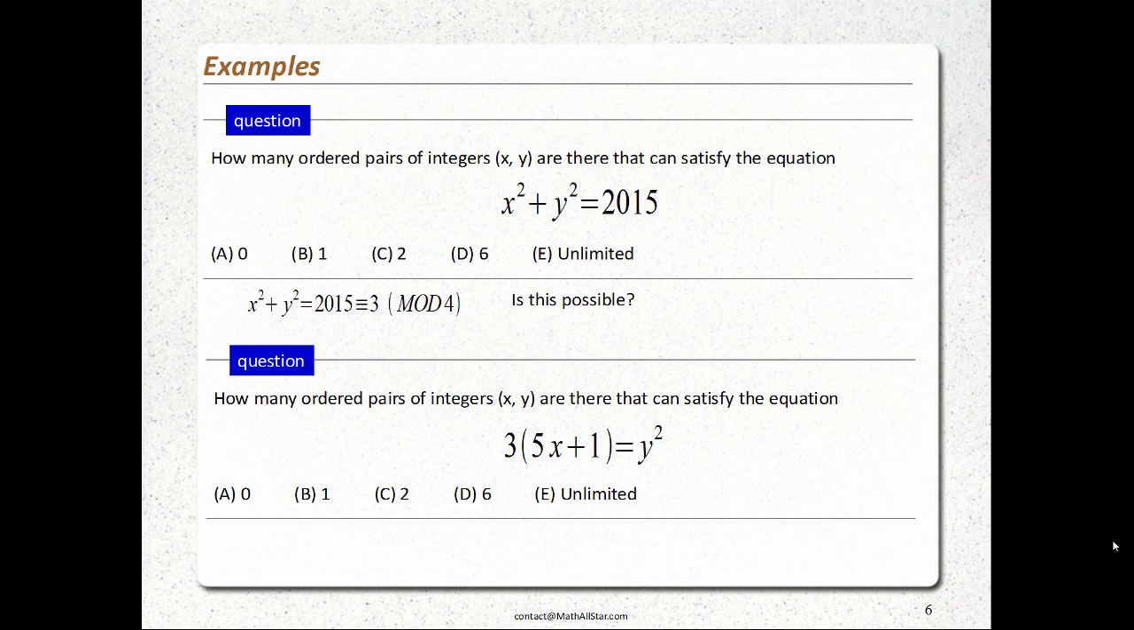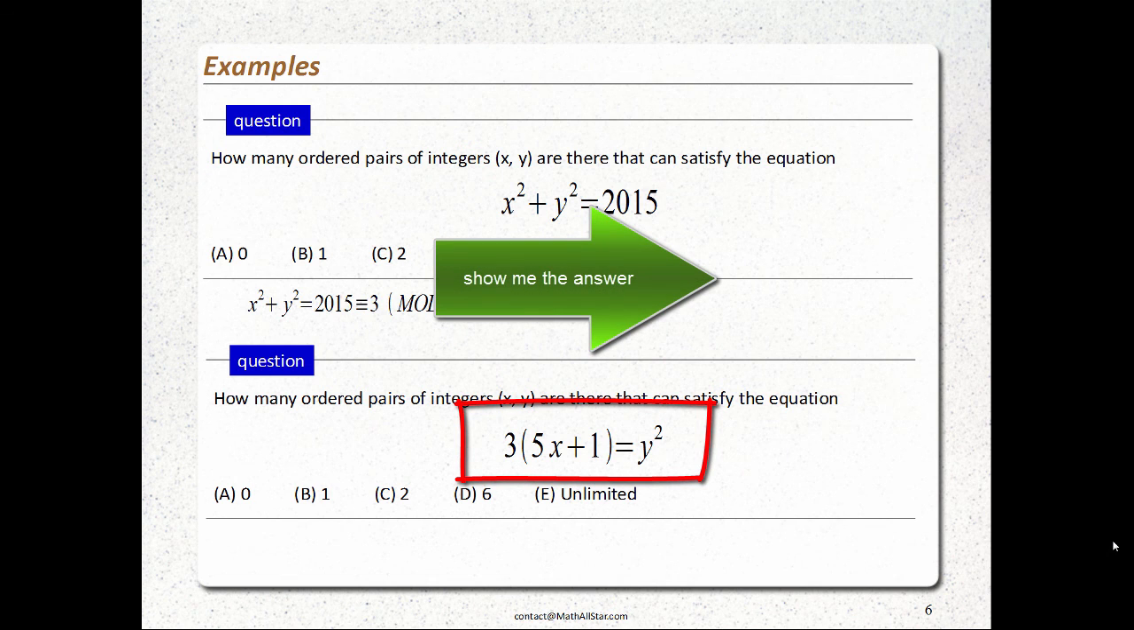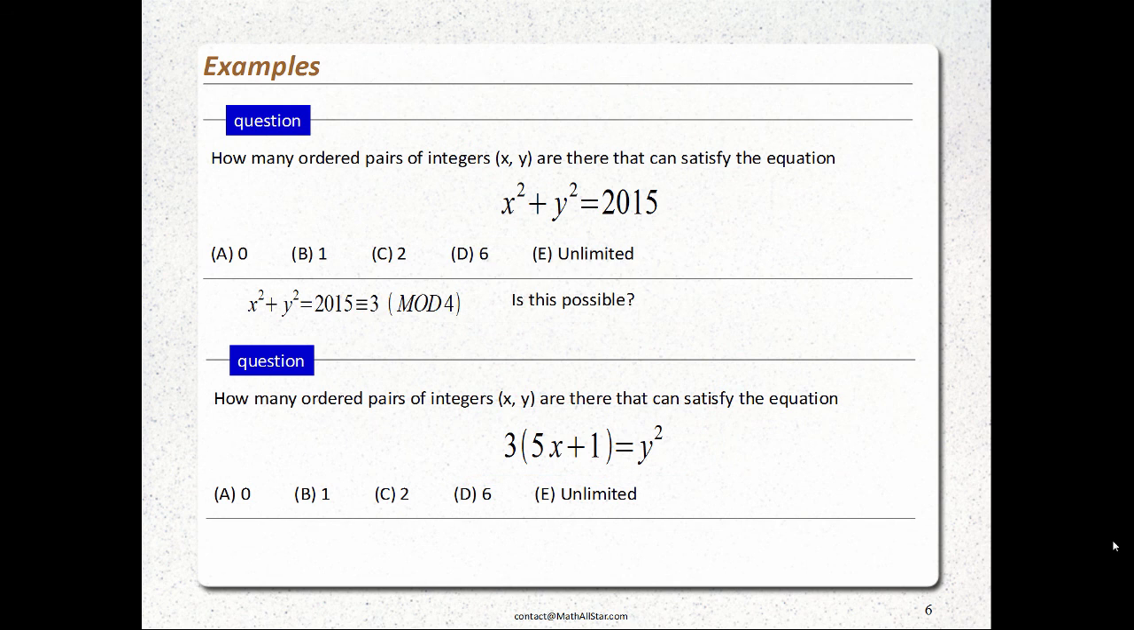Okay, here's another example. Can you solve this equation in integers? The answer is still 0. Why? If there's one solution, then 5x must end with either 0 or 5. It follows that 5x plus 1 must end with 1 or 6. Multiplying it by 3 results in either 3 or 8 as its ending digit. However, no square number can end with 3 or 8, right? If so, we conclude this equation does not have any integer solution.